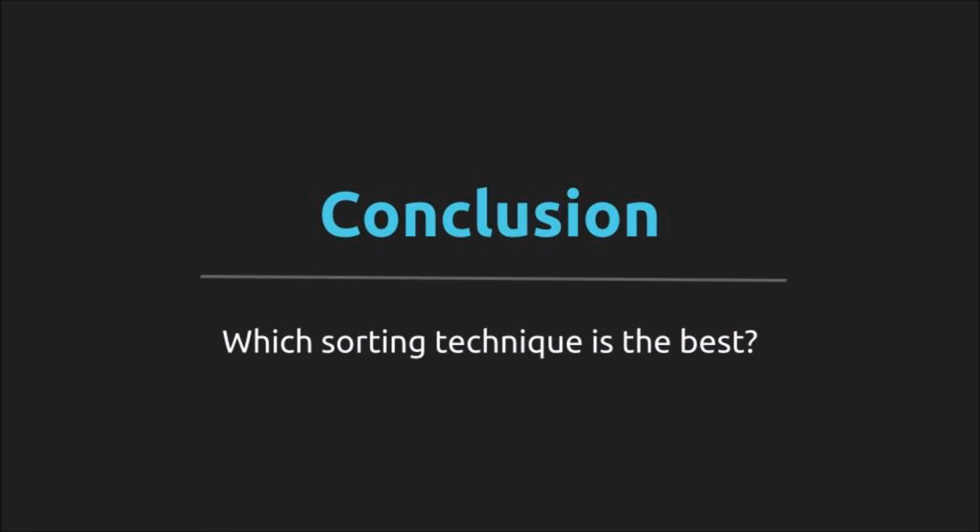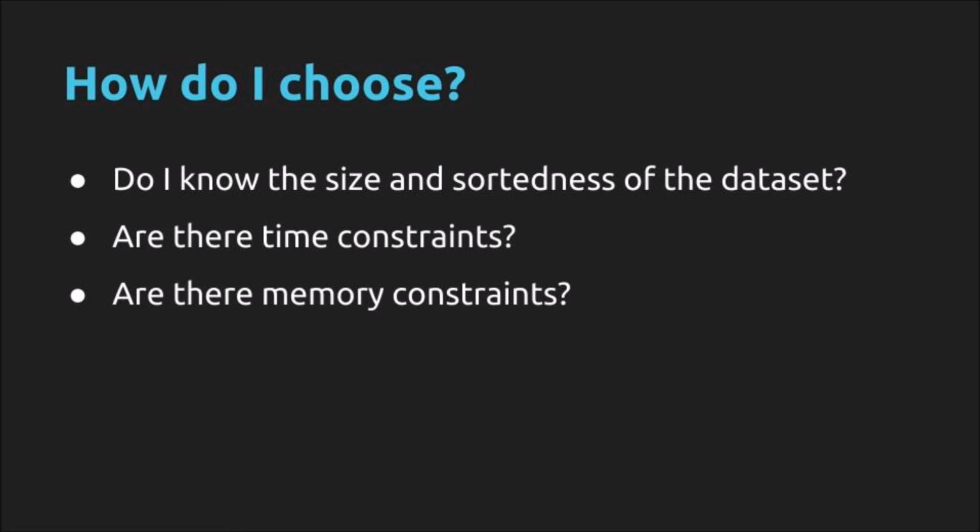The main question is, which sorting technique is the best? That depends on the dataset and the environment in which the sorting is to be done. So let's rephrase that question to, how do we know which sorting technique to use? Choosing a sorting algorithm for a dataset whose size or sortedness is known can be done because the relationship between the size, sortedness, time, and memory have been established.